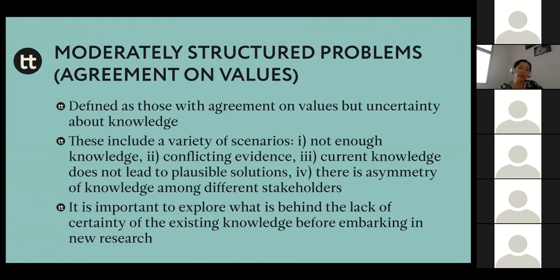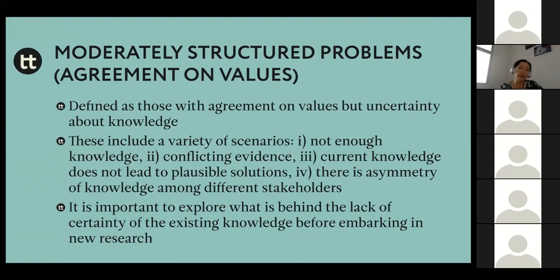Another option is that there might be asymmetry of knowledge among the different stakeholders. So it might be that the knowledge exists, that you have identified some of the critical knowledge, but that not everybody has the same access to this knowledge, and that is causing problems, and not everybody is on the same page about this information.